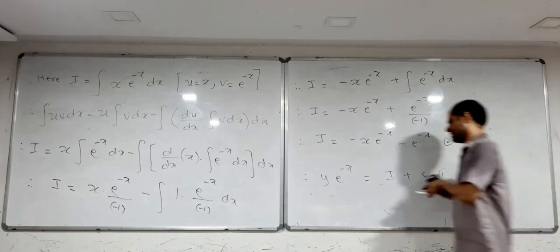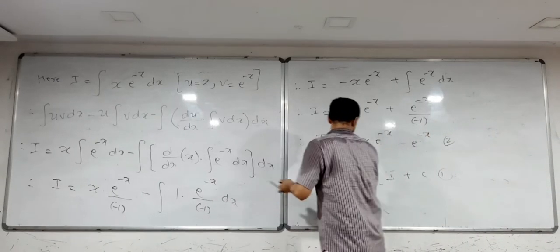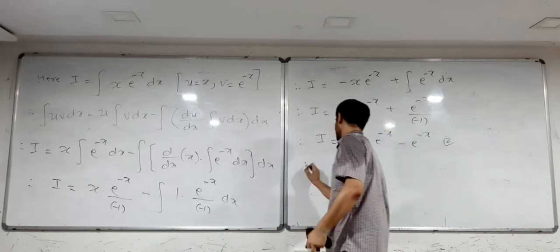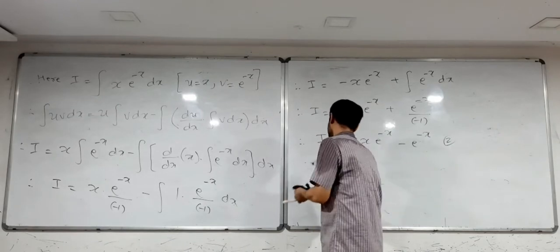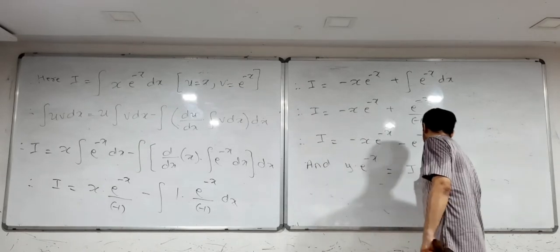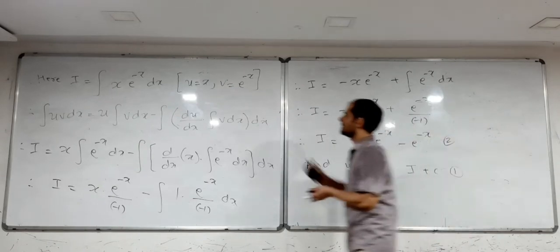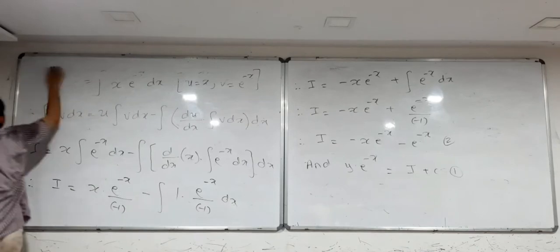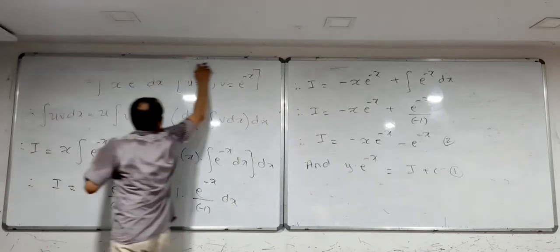ये मैंने मान लिखा y into e raised to minus x. Therefore, y into e raised to minus x is I plus c. This is result number 1.